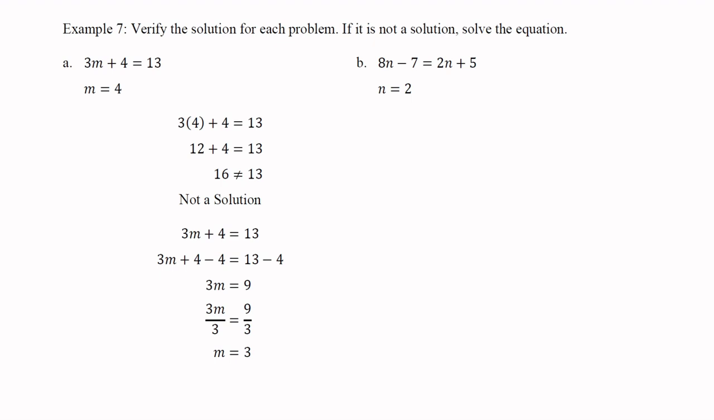For B, we have found the solution to be n equals 2. Let's see if that is correct. So we're going to substitute 2 in everywhere there's an n. So 8 times 2 on the left-hand side gives us 16. 2 times 2 on the right-hand side gives us 4. 16 minus 7 on the left gives us 9. 4 plus 5 on the right gives us 9 as well. So since 9 equals 9, our solution is verified.